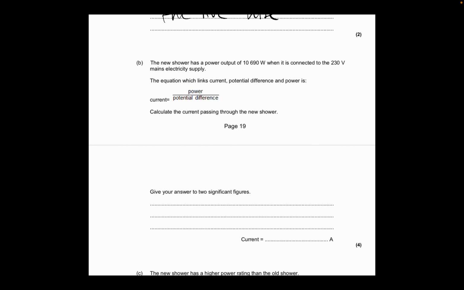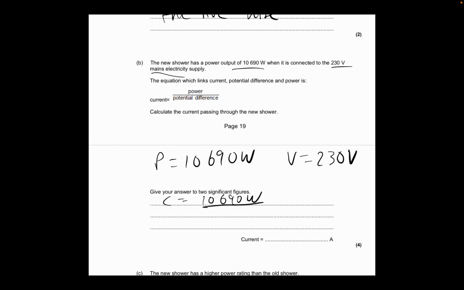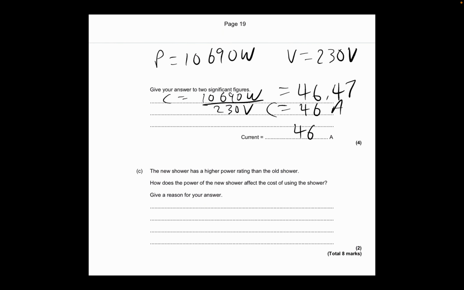Now, the new shower has a power output of about 10,690 watts, and it's connected to a 230 volt mains electric supply. Now, the equation links current, potential difference, and power. So we have to calculate the current. The current is about 10,690 watts, all divided by 230 volts. So your current is going to be about, I'm going to use a calculator in this case, alright? So it's going to be about, let's say, 46. You have to calculate this to 2 significant figures. The question directly states that you have to calculate it to 2 significant figures. So you have 46.47, which is going to be about 46 amps. So that's going to be your answer. The current is going to be 46 amps. Alright, let's move on to the next question.